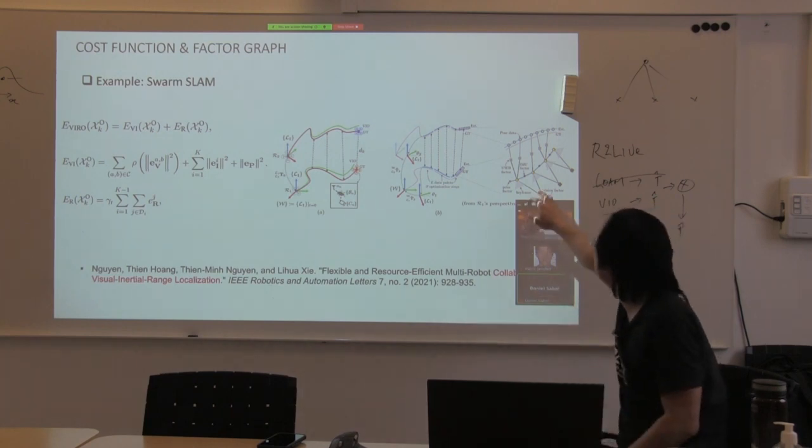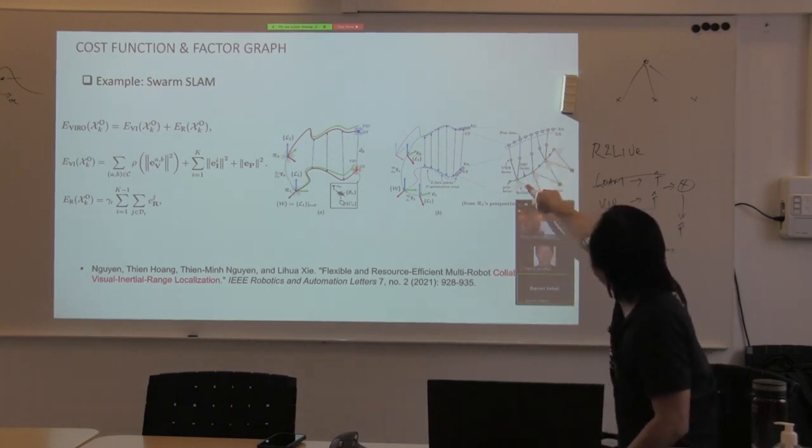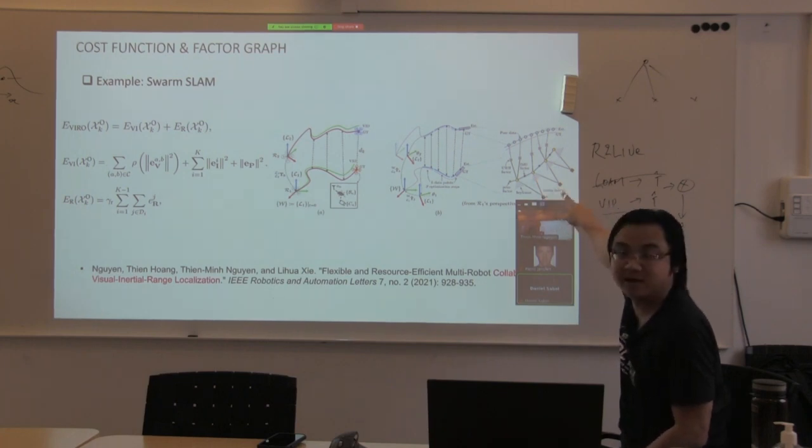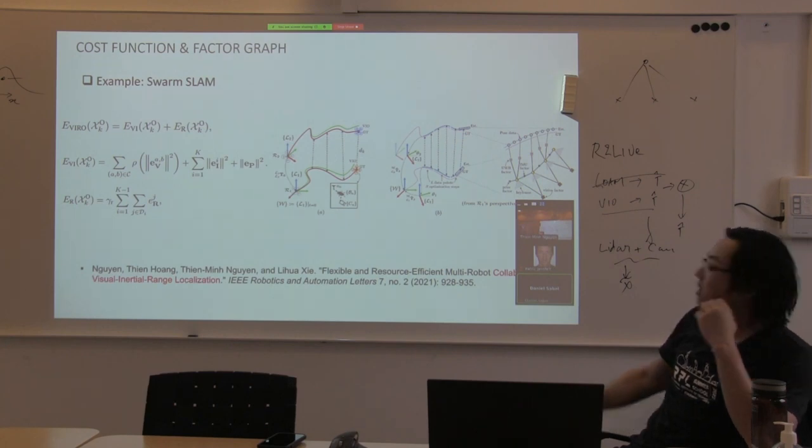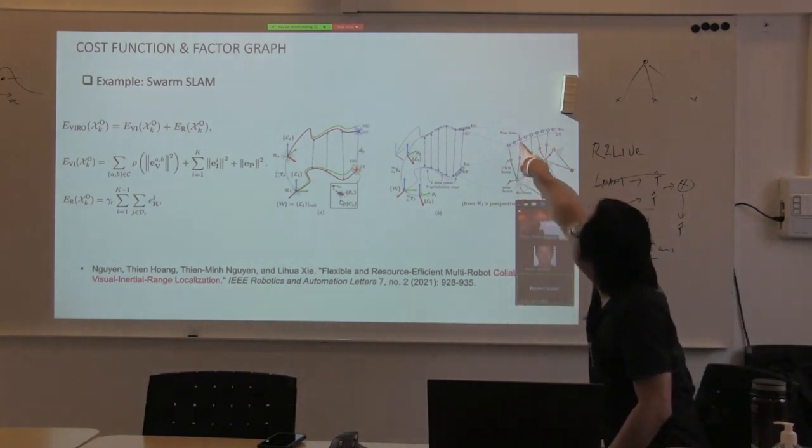So this drone is navigating and it's using vision. It does its own odometry, and then it can measure the distance to a neighbor.